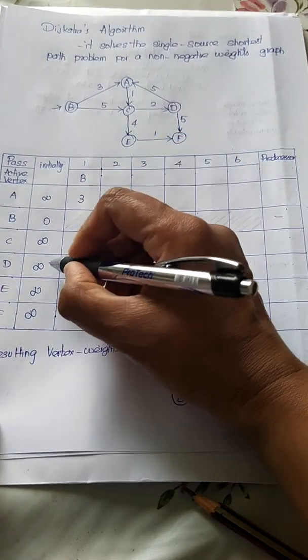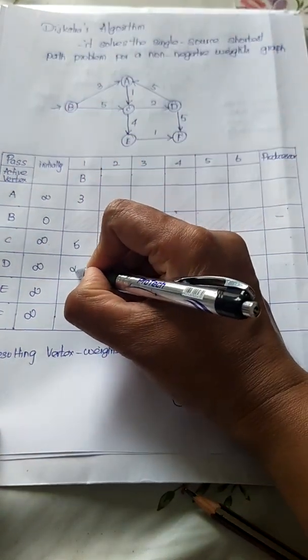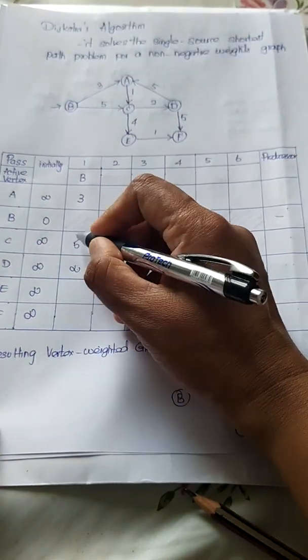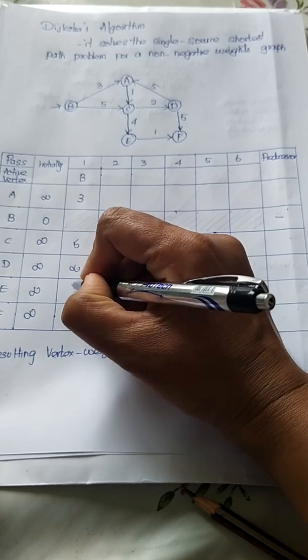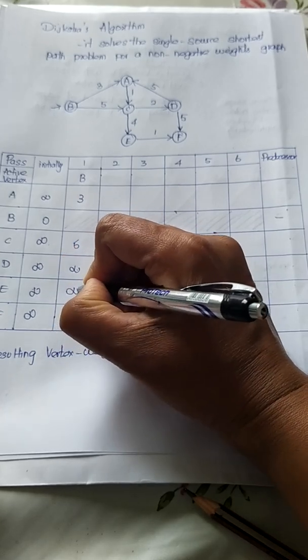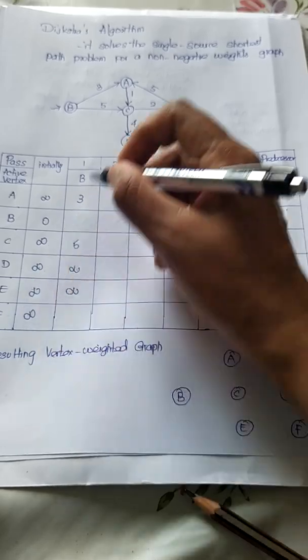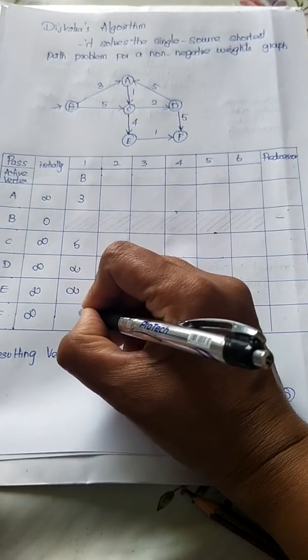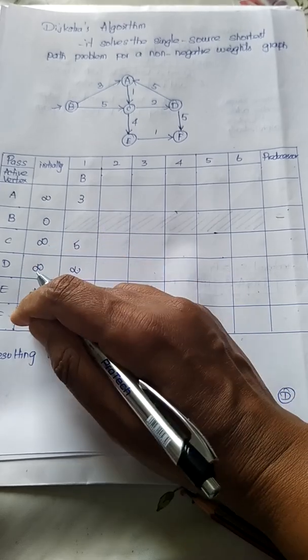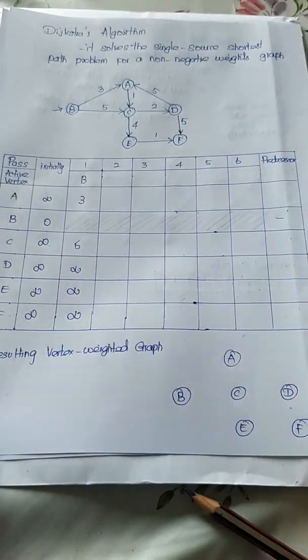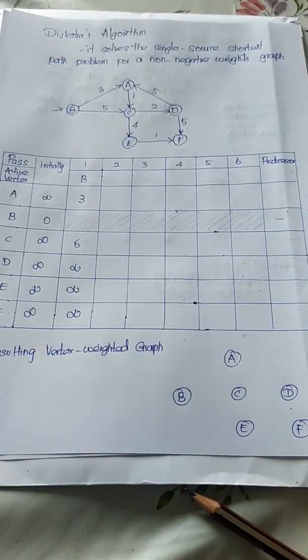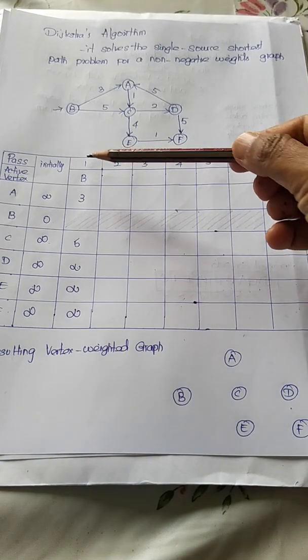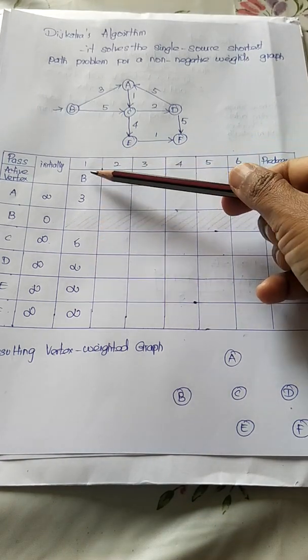So when there is no straight edge, copy the previous value. B to E. There is no straight edge, copy the previous value. B to F. When you don't see any direct edge, copy the previous value. So I filled the cost for that starting vertex B.